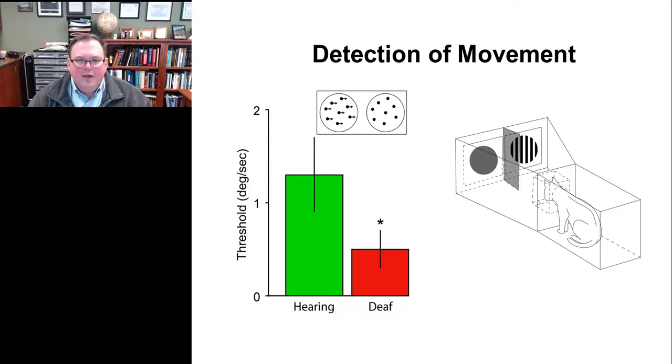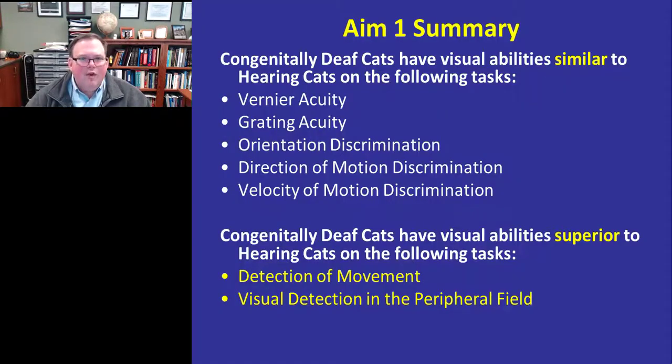So the deaf animals could actually detect much slower speeds than the hearing cats could, which would obviously be a performance advantage. Okay, so to summarize to this point, the congenitally deaf cats had visual abilities that were similar to hearing cats on the vast majority of the tasks that we examined. However, the congenitally deaf cats had visual abilities that were superior to the hearing cats, specifically on the detection of movement and visual detection in the peripheral field.